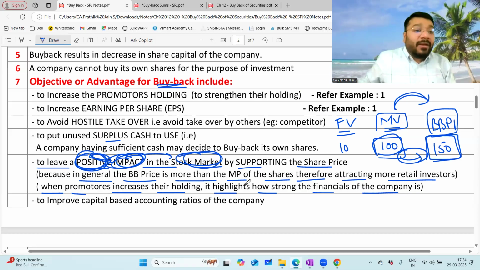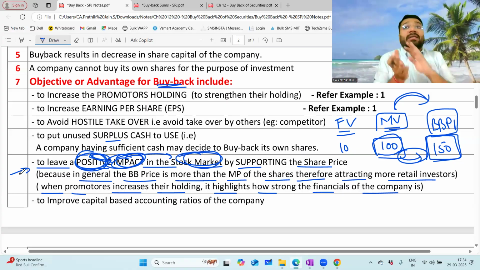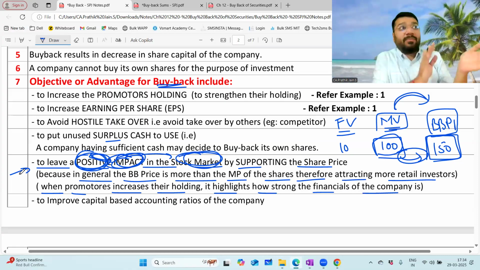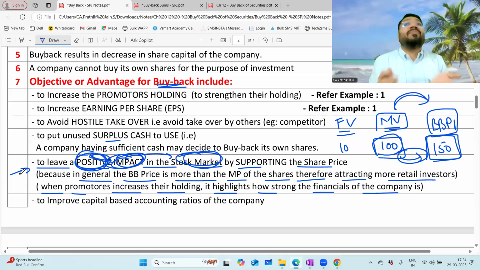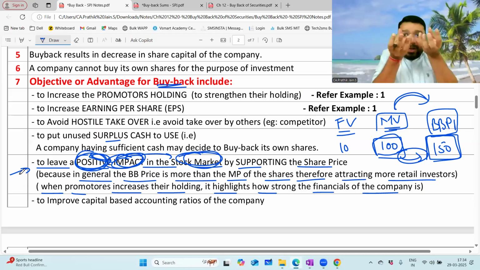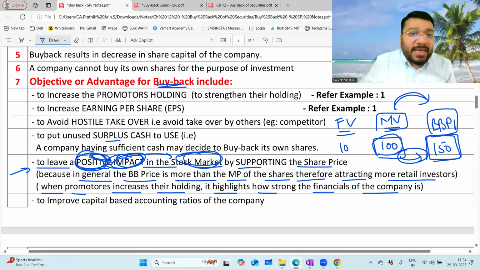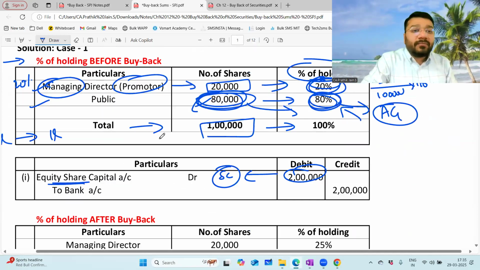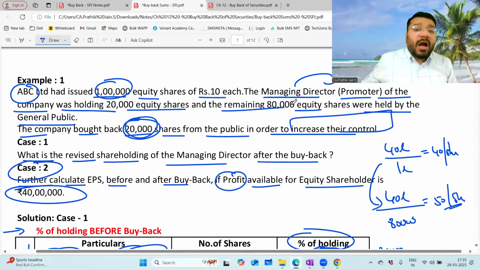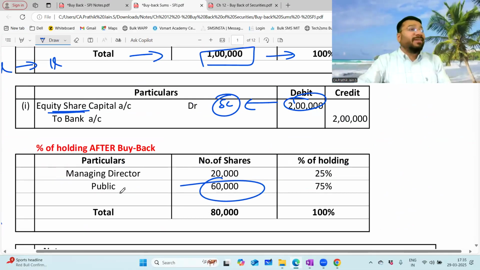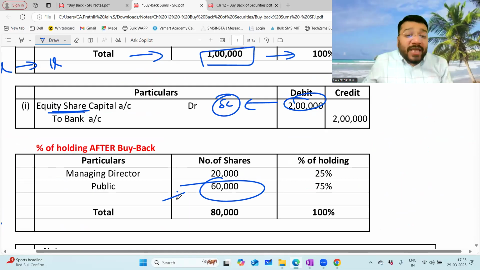Please understand, buyback means what? One part is the company is taking the shares and tearing them up. That is one process. But they're not taking all the shares from the public. If a little bit of shares are taken from the public, the other part of the shares are with the public only. If you take this example, how many shares did you buy back? Out of 80,000 shares, 20,000 shares you bought back. The remaining 60,000 shares are there in the market only. So now these 60,000 shares have to be circulated in the share market.